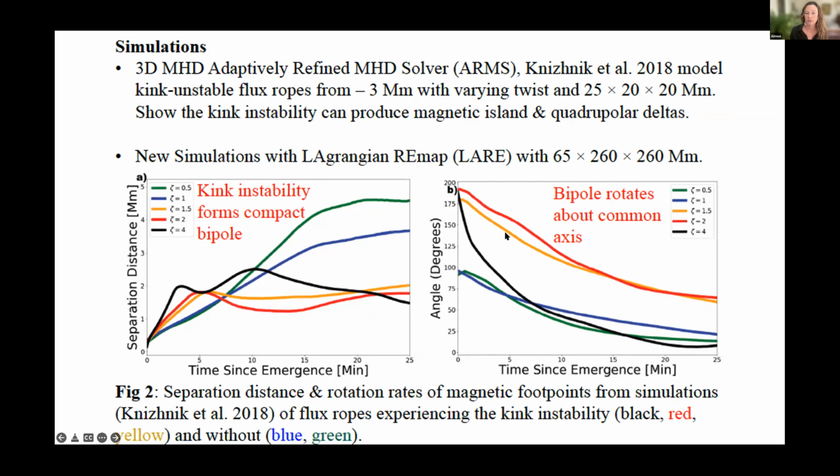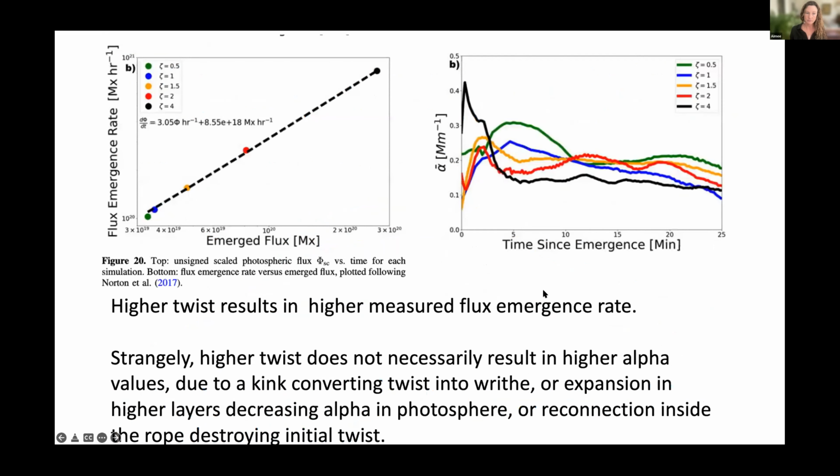And then how the bipoles rotate about a common axis. The kink instability shows rotation in the bipoles. This black line is the highest twist, so it has the most rotation versus the green, which is the least twisted. So these are quantities we can actively look at in the photosphere.